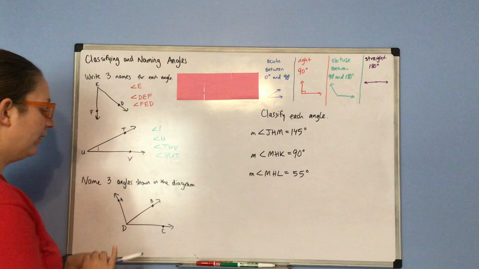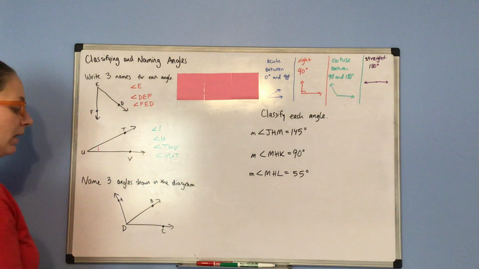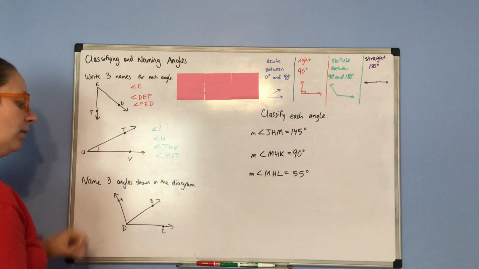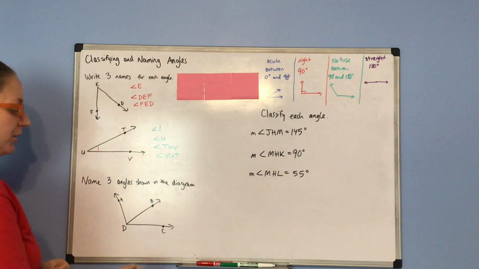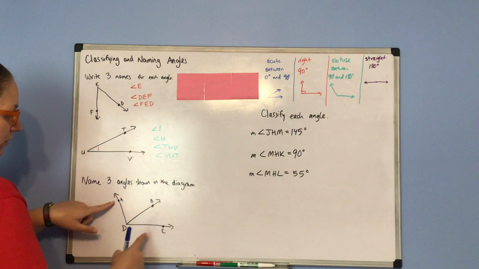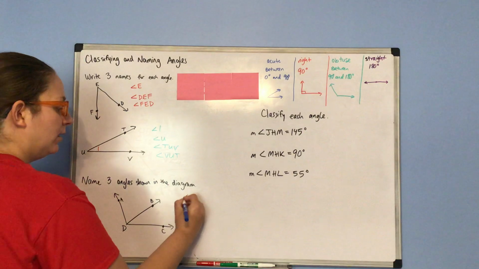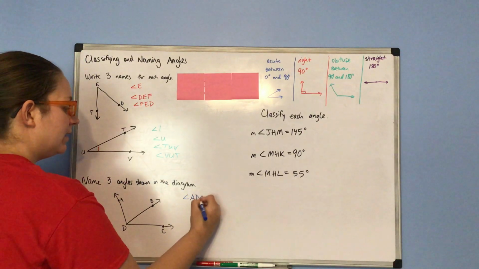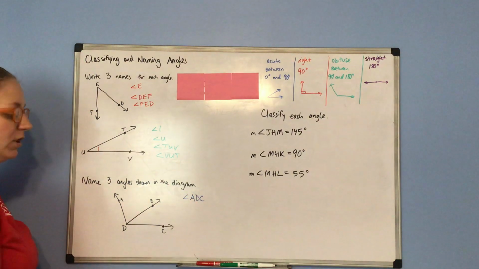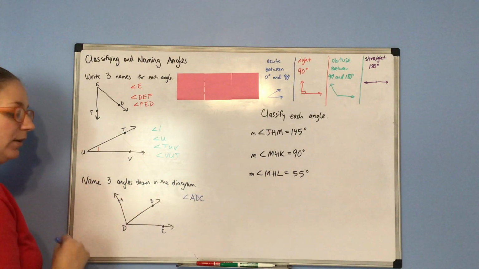Sometimes you'll see a diagram that has multiple angles in it, and they'll want you to name 3 of those angles. So, practicing what we did here, we want to come up with 3 different angles. I could use this big outside angle that has A, D is the vertex, and then C is the other side. So I could say angle ADC. Again, you could switch that around and do angle CDA, as long as you have the vertex in the middle, that would mean the same thing.